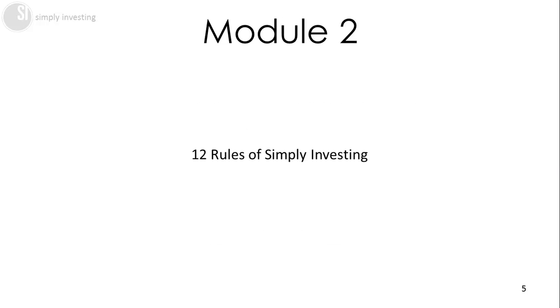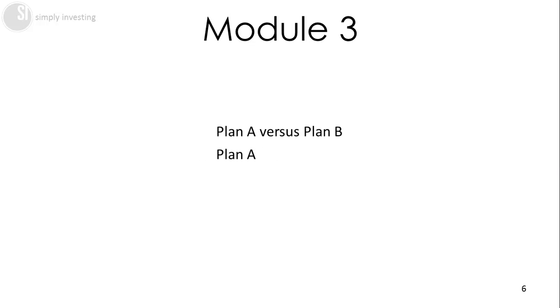In Module 2, we're going to be covering the 12 rules of Simply Investing. In Module 3, we're going to talk about Plan A and then Plan B. I know it sounds a little mysterious right now, Plan A and B, but once we get to Module 3 and 4, you'll have a better understanding of what it's all about.